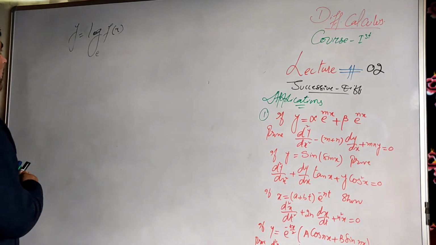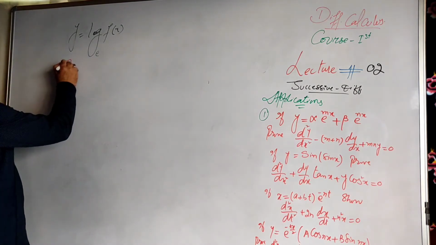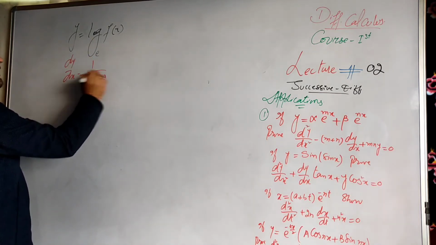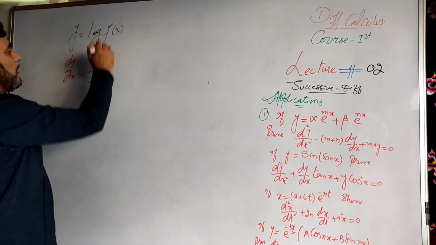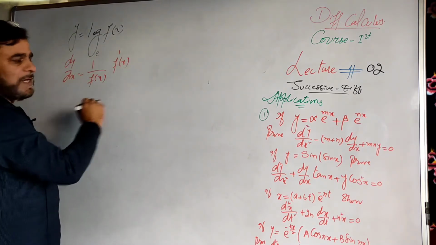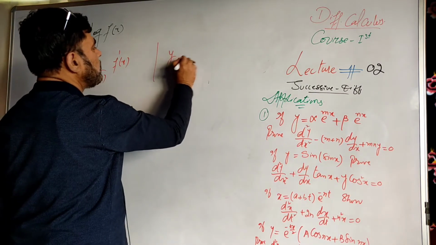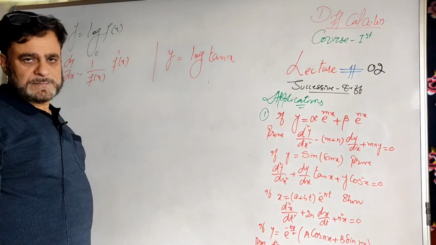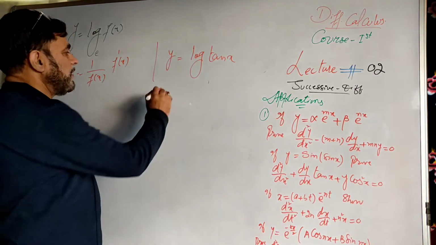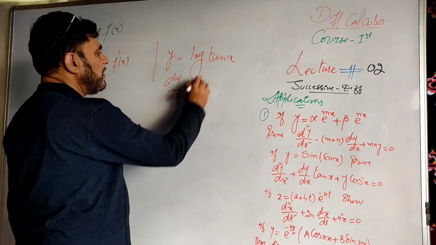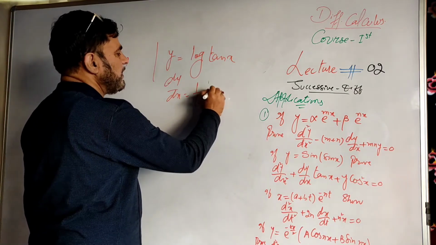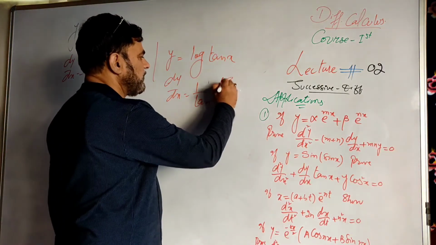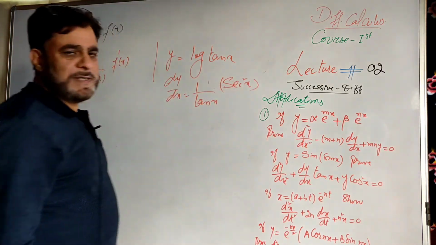When you differentiate this, you will write dy by dx is 1 upon the function, 1 by f(x), then the derivative of f(x), which is f dash x. Suppose you have y is equal to log of tan x, where the base is understood to be e. Then dy by dx is 1 by tan x, and in the numerator the derivative of tan x with respect to x, remember, it is sec square x.